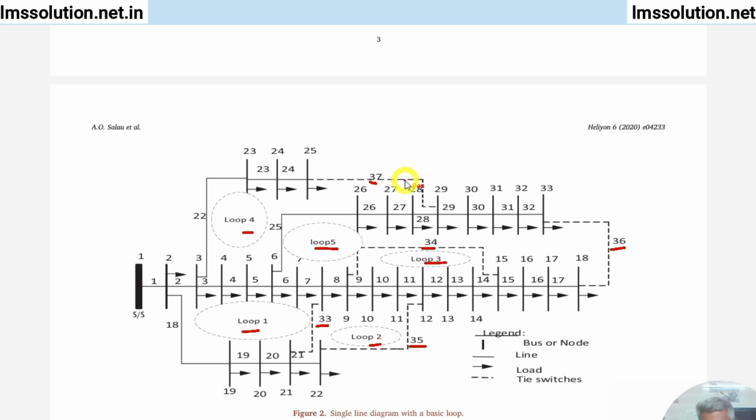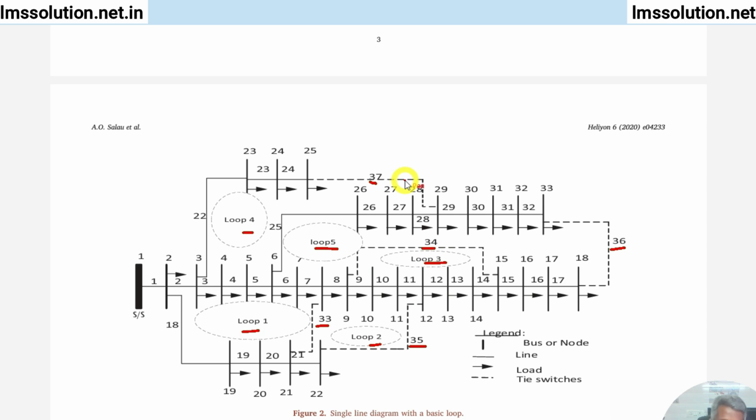After that we are going to apply PSO, selective particle swarm optimization. Okay, so after applying the selective particle swarm optimization, you have to find out which switch is going to be sectionalized, that means you have to open. Okay, so the optimization method is going to take care of minimizing the loss and enhancing the voltage profile in all the buses.